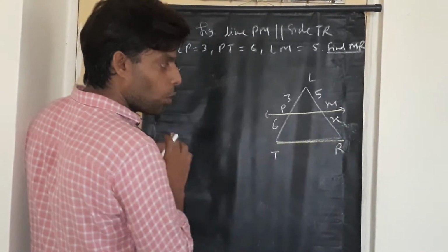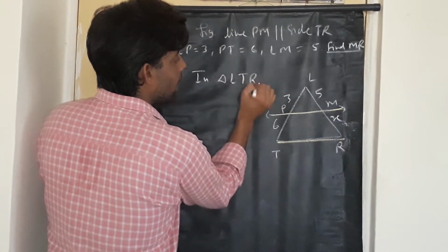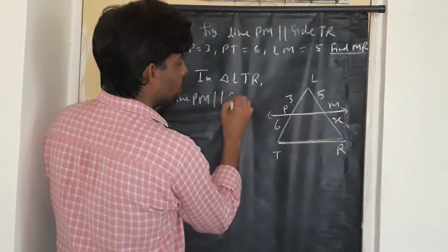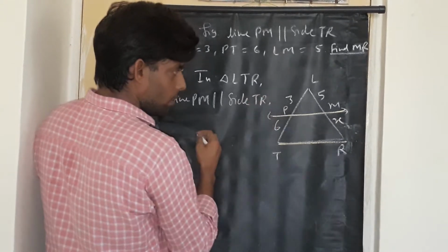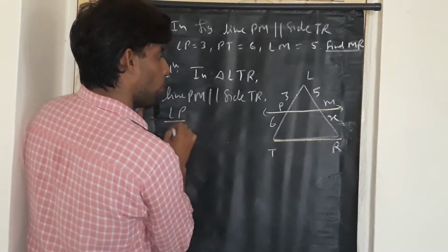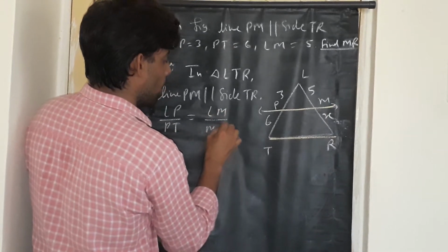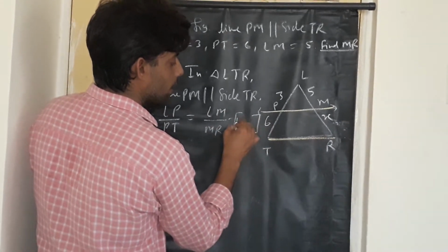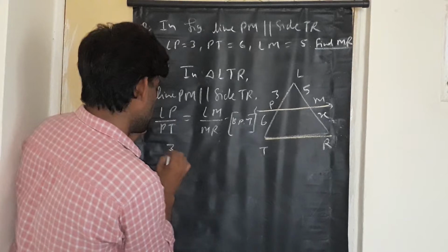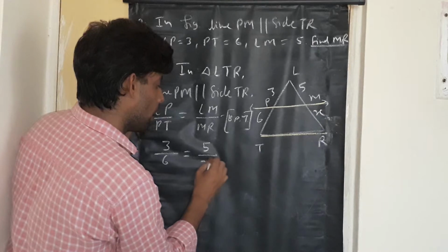The first step is to name the original triangle. The original triangle is what? LTR. So we write in triangle LTR, line PM is parallel to side TR, given. Therefore, LP upon PT is equal to LM upon MR by BPT, basic proportionality theorem. We simply substitute the values. LP is 3, PT is 6, LM is 5, MR is X.